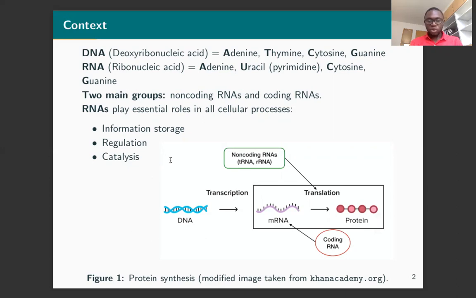One of the main biological processes in which RNAs play very important roles is protein synthesis. Protein synthesis happens in two main phases or steps. The first step is the transcription, in which only coding RNAs play a role, where they store information needed for the translation into protein. And then during the translation, there are two main non-coding RNAs called tRNA, or transfer RNA, and ribosomal RNAs that play an important role in this stage of the translation.